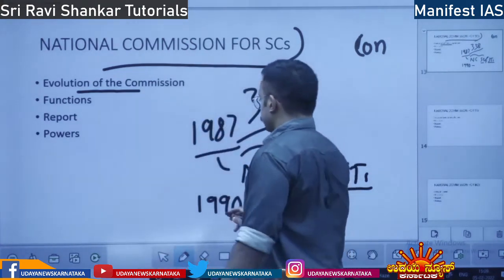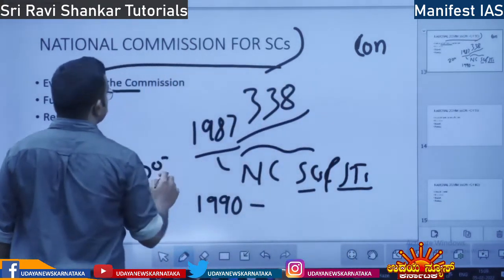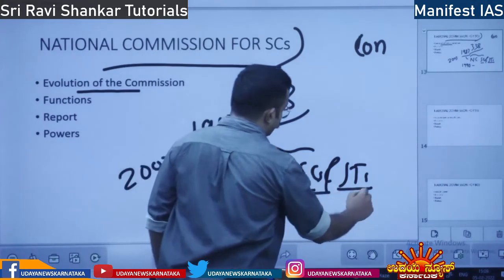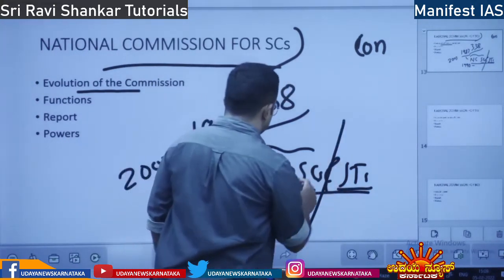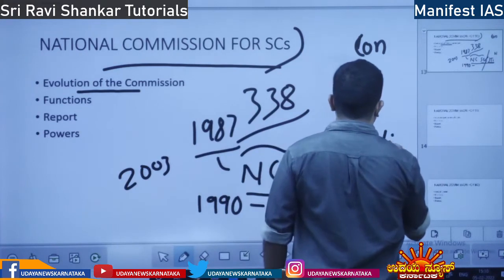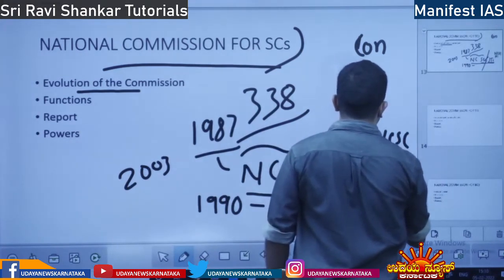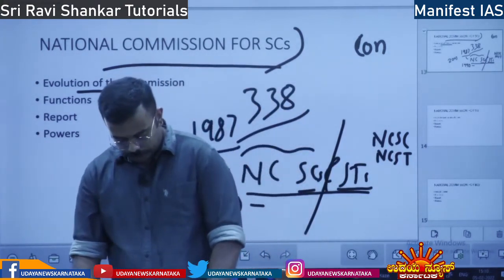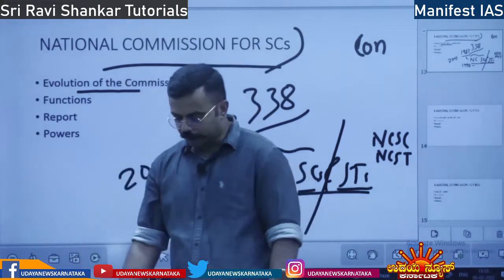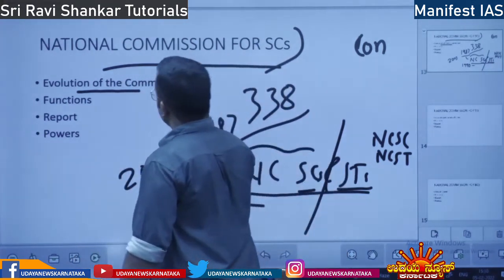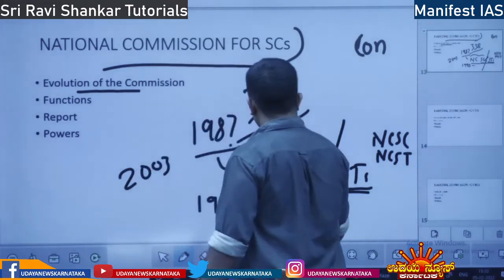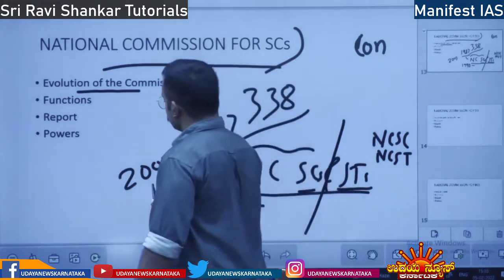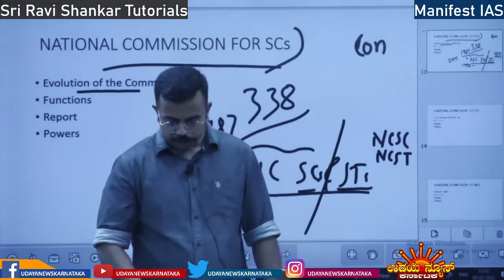So in 2003, what happens? This National Commission for SC/ST gets bifurcated. That is, 2 bodies emerge. What are the 2 bodies? National Commission of Scheduled Caste and National Commission of Scheduled Tribe. Two bodies emerged. So this is how the body evolved. Initially special officer, next 1987 National Commission for SC/STs, then 1990 constitutional status, 2003 division. Okay.